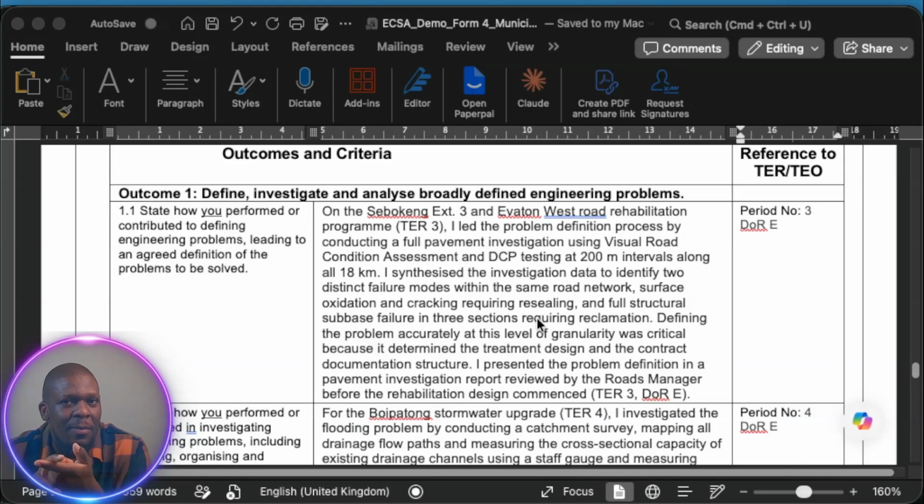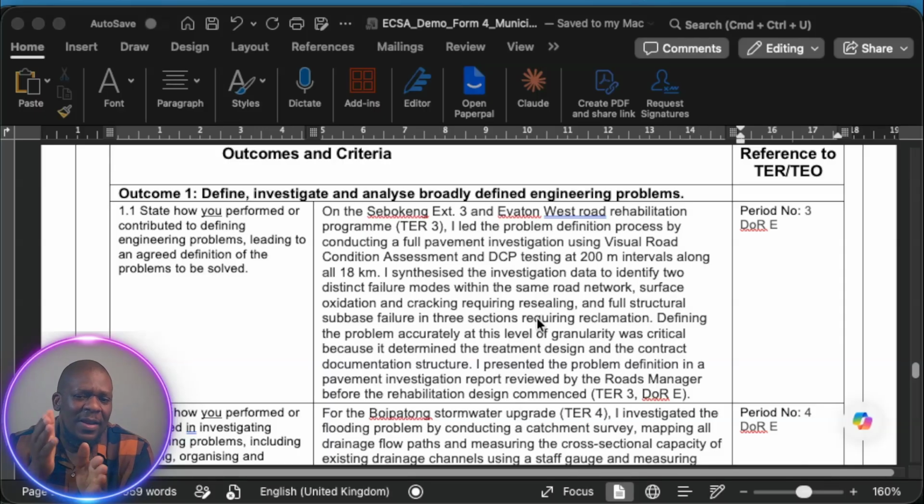I performed DCP test. By performing DCP test, it might not be yourself performing the DCP test. However, you were the one that indicated the geotechnical investigation to be performed. So it was your judgment in terms of them doing that. You then did what? I synthesized the investigation data.